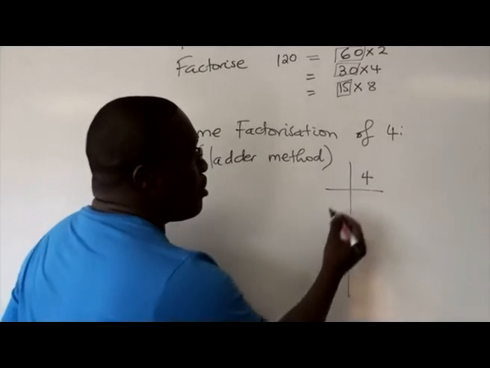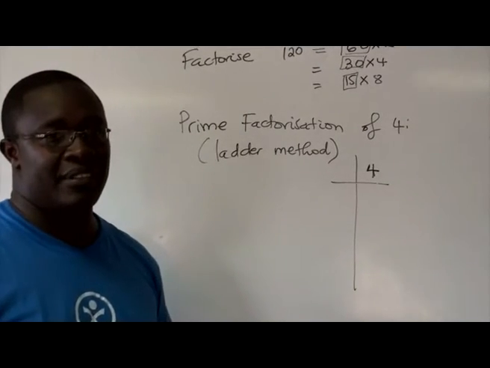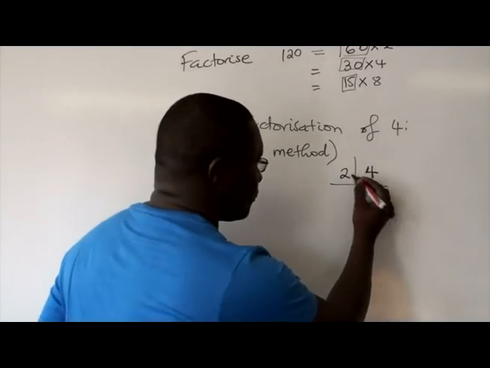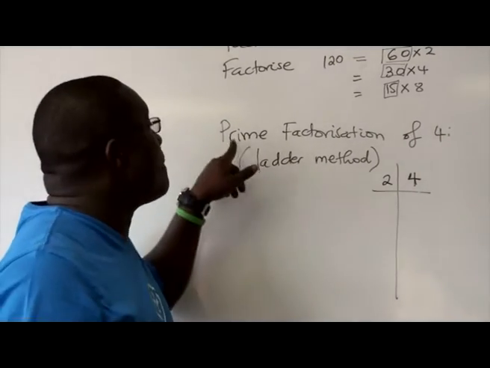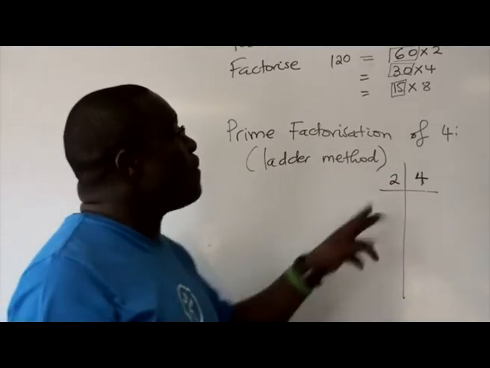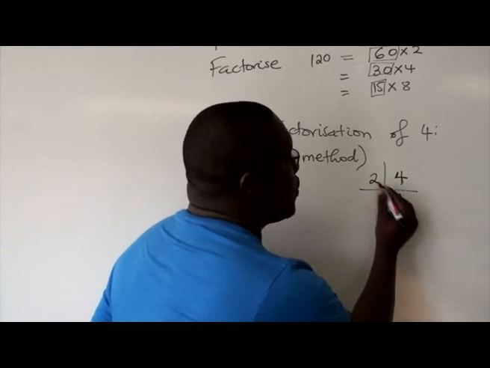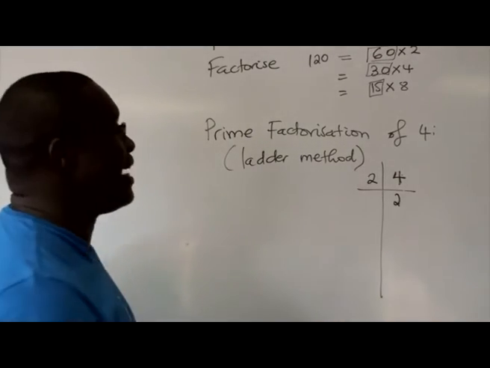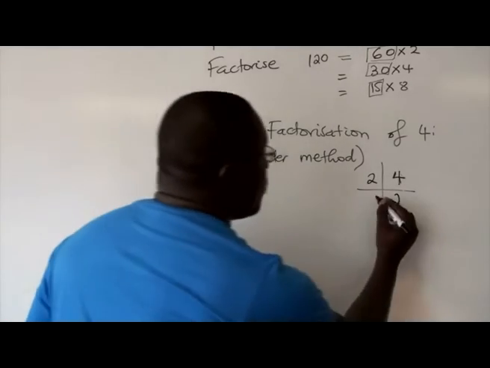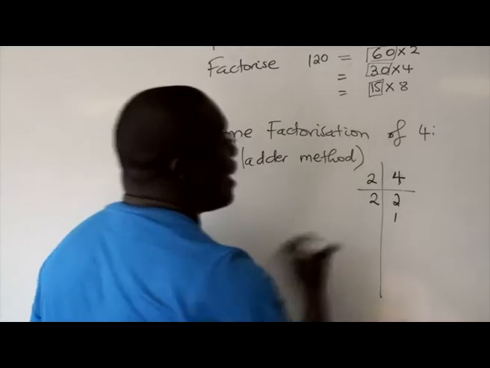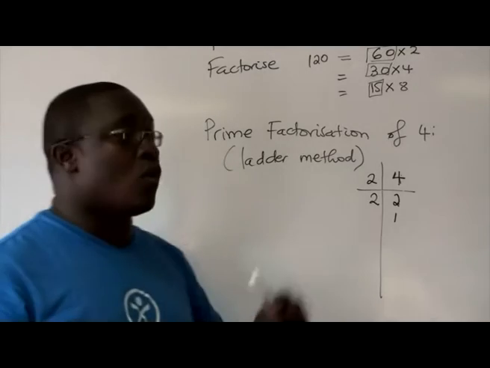So let's try this. What is a prime number that can go into 4 without leaving a remainder? 2, right? So 2 is a prime number, because remember, it's not just factorization, but it's prime factorization. So 2 can go into 4, and it will be 2. So 2 times 2 will give us 4. Then a prime number that can go into 2 without leaving a remainder is 2. 2 into 2 is 1. Therefore, we've factorized 4.